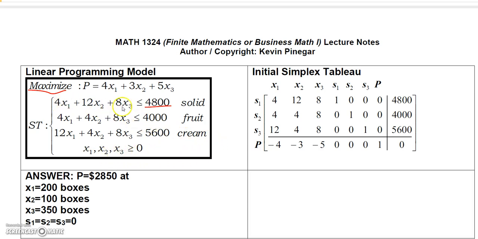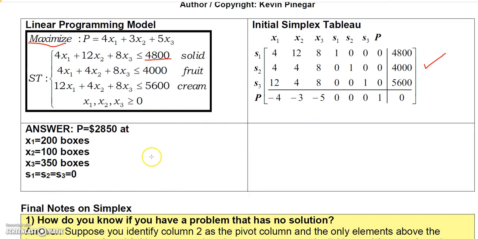Now, I didn't give you the initial system, but if you add slack variables to each of these and then set up the initial system of equations, it will lead you to this as your initial simplex tableau. And so if you want to practice this problem, you can take this initial simplex tableau and apply the simplex method to it to get an answer. And so the answer is actually, you're going to have a profit of 2,850 when x1 is 200 boxes, x2 is 100 boxes, and x3 is 350 boxes. And of course, since all 3 variables entered, the slack variables would be 0.